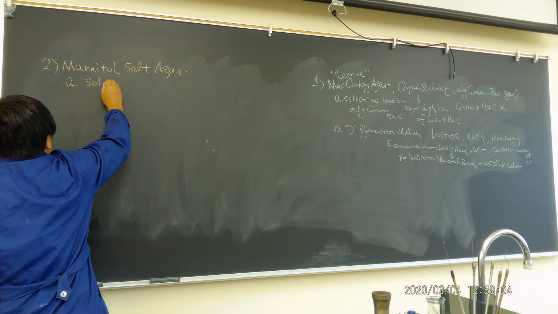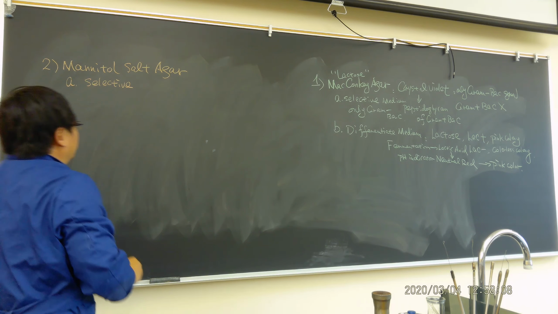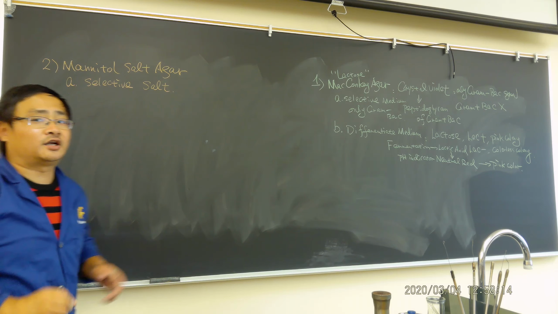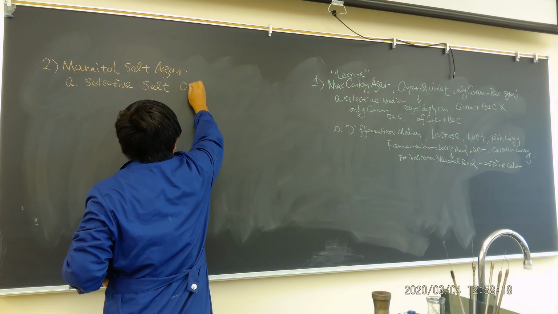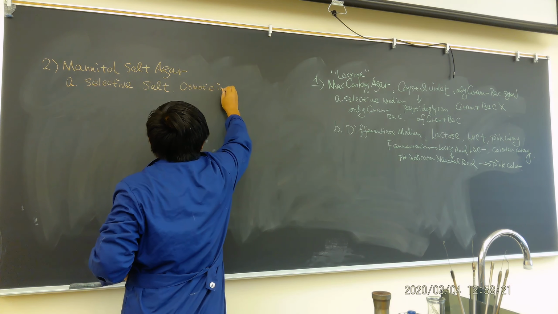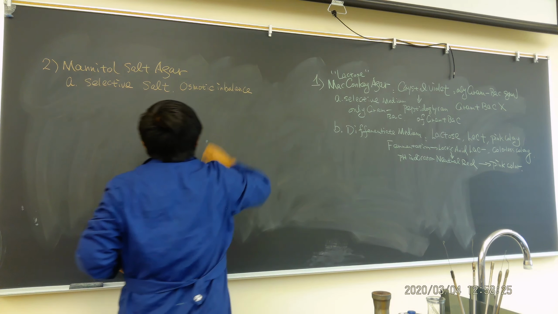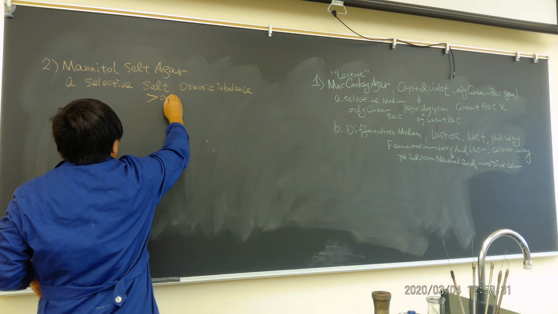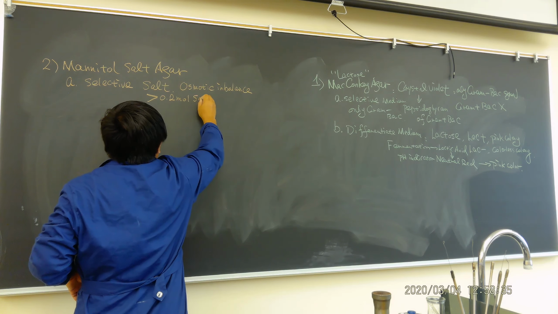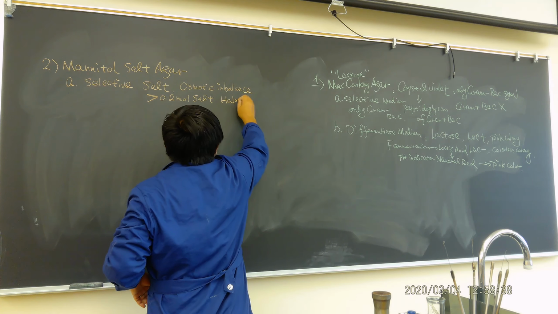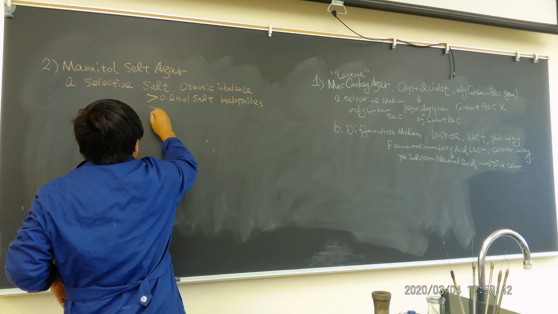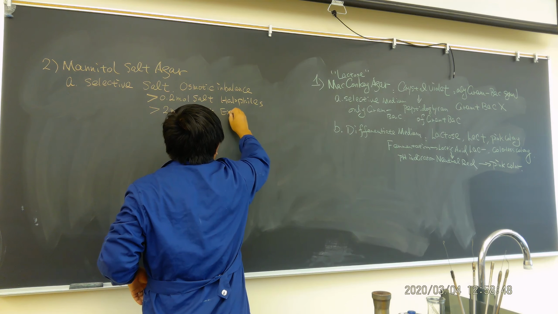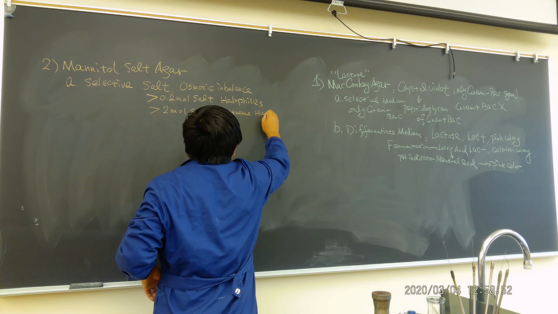It is a selective media. Why is it a selective media? Because of salt. You should know, lots of the bacteria do not like salt, because it will cause osmotic imbalance. Some of the bacteria can survive in the salt solution. What's the name for that? If it can survive more than 0.2 molar concentration of salt, we call it a halophile. If it's more than 2 molar salt, we call it extreme halophile.